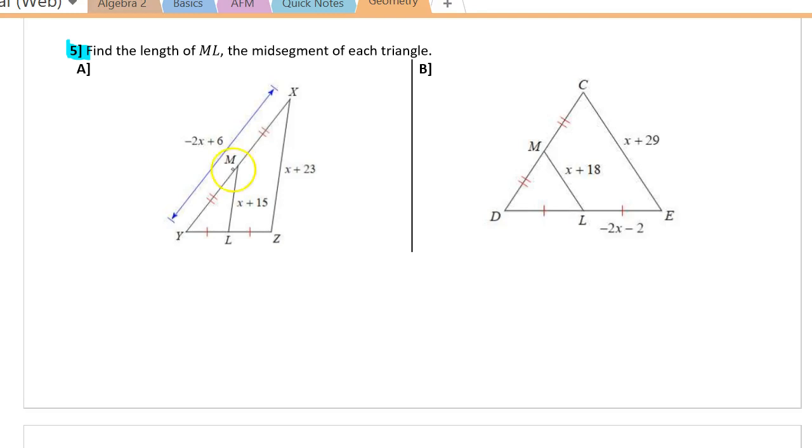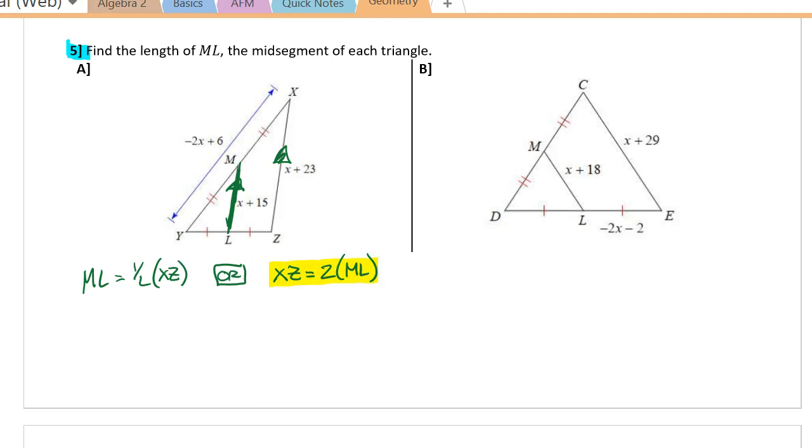All right, so since they're telling us that this is in fact the midsegment of the triangle, we know 2 pieces of information from that. One, we know that ML is parallel to XZ, and additionally we know that ML is equal to half of XZ, or the more user-friendly version of this, XZ is equal to twice the length of ML. I think more user-friendly because I like to work with not fractions. It just makes the math a little bit easier.